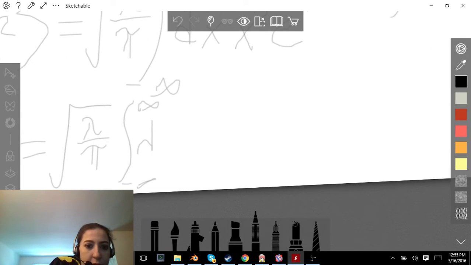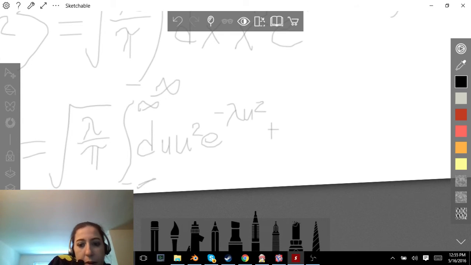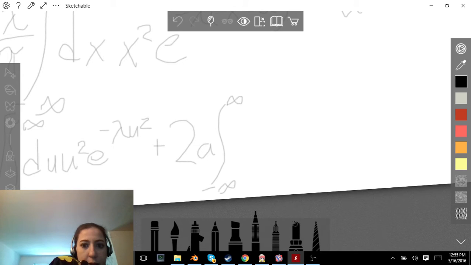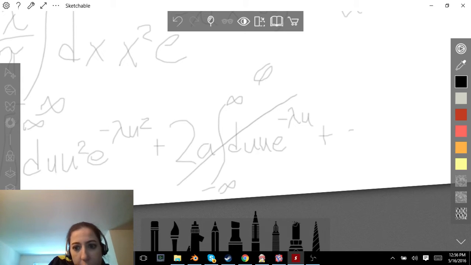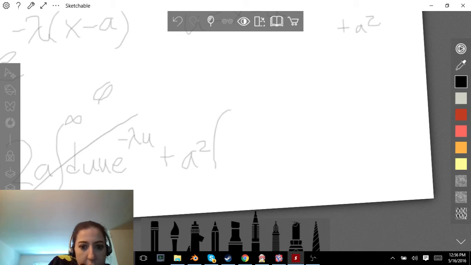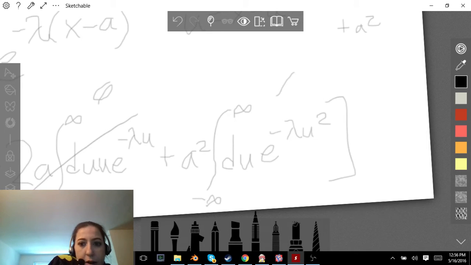So I'm just going to write all those out. So I have du u squared e to the negative lambda u squared, plus 2a, we can just put that in brackets because they're all going to be times that, du u e to the negative lambda u squared. That of course is going to be 0, because it's not symmetric, and then we have an a squared du e to the negative lambda u squared. That of course is going to be a squared times pi over lambda, which we know from what we got the first time.